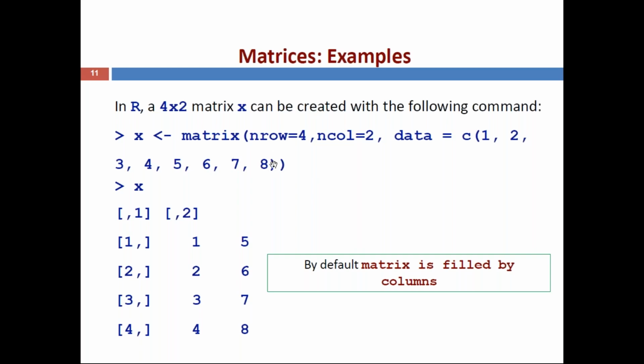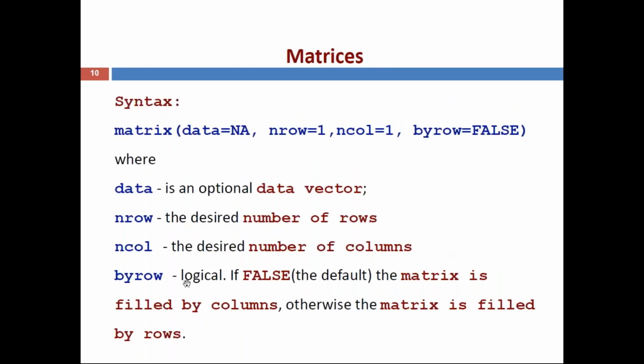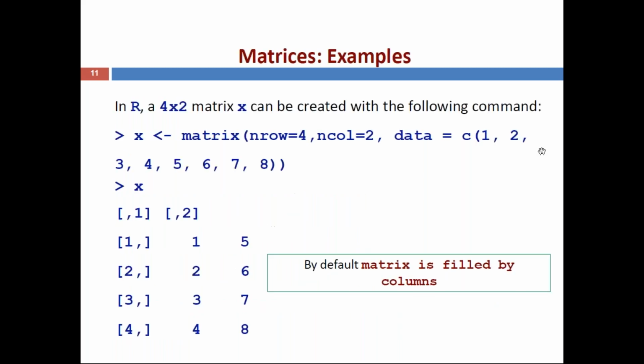So here we did not mention byrow equal to false. That is the default one. So here you can observe byrow equal to false means default: the matrix is filled by columns. Now here we did not mention byrow, so by default it displays the matrix column wise. See how the elements are filled column wise. You can observe, first, how many rows are there? 4 rows, 2 columns.